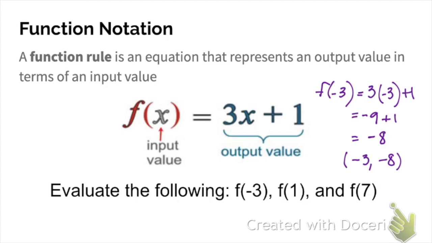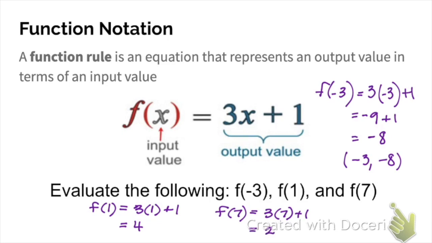To evaluate for f of 1, again, we're just going to plug in 1 in place of all of the x values. 3 times 1 is 3. 3 plus 1 is 4. And then f of 7, the last one, 3 times 7, and then add 1. So 3 times 7 is 21. 21 plus 1 is 22.